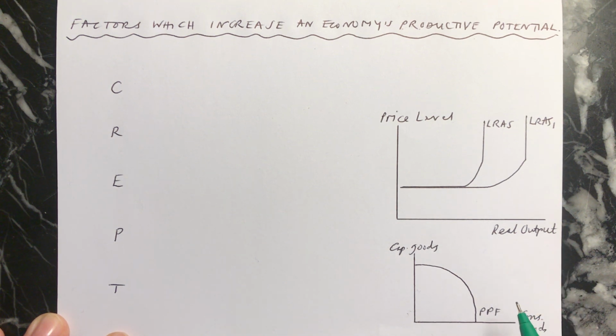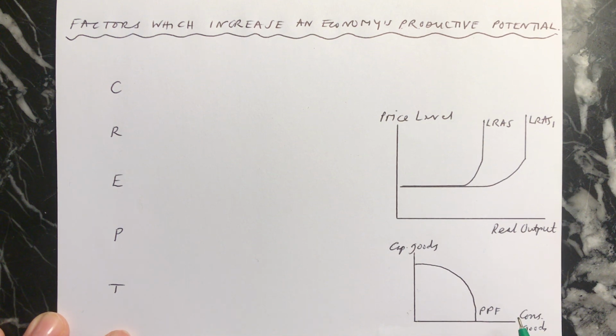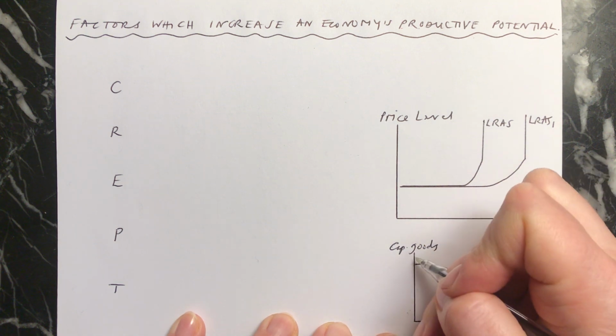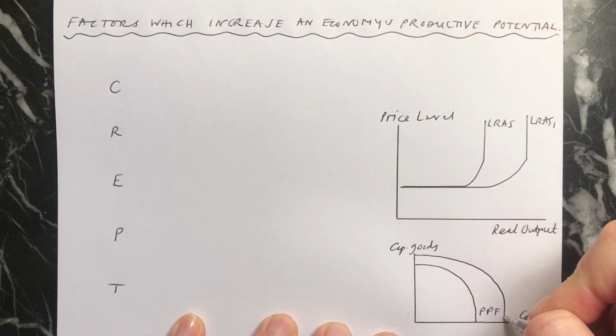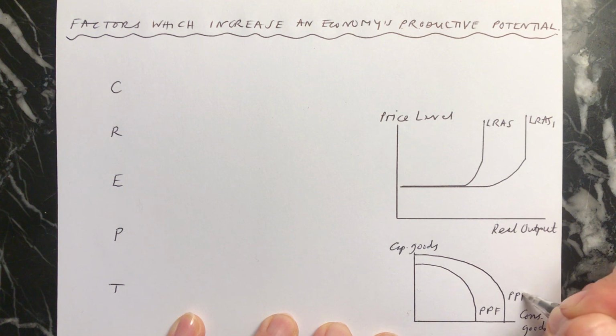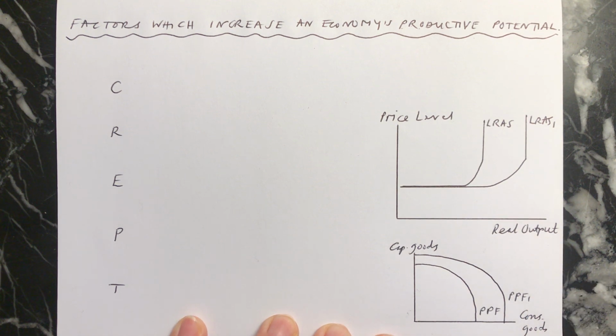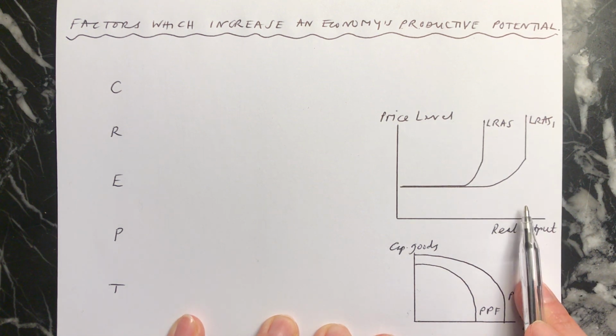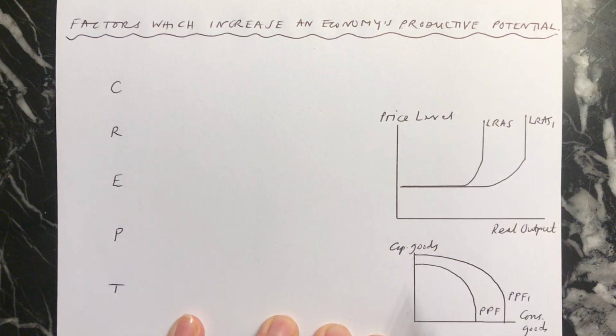And you might want to liken this to something in theme 1. It's really the same thing as looking at a PPF curve. If you have an increase in your productive potential on a PPF curve, that would be shifting your PPF curve outwards like this. And really, you're doing the same thing here because your long run aggregate supply curve illustrates your productive potential. It's another way of showing it.